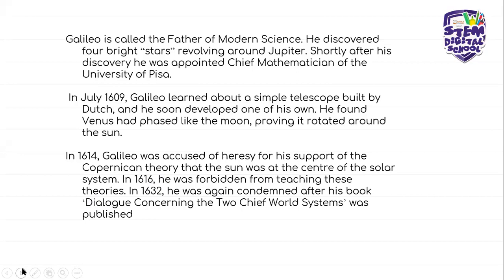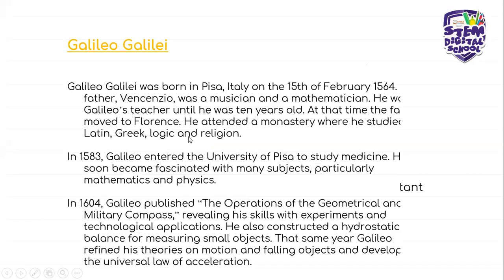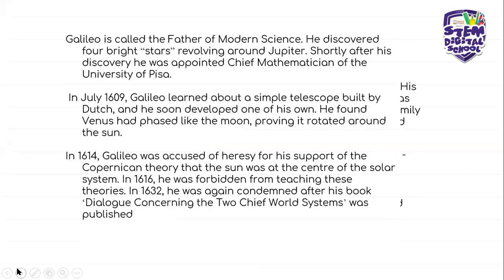So reflect means it's my feelings about the people of that age. They were very condemning. They weren't open-minded to new technology. So now they want you to write a brief summary of Galileo's work. What you can do when you're going to write the brief summary is go to each paragraph and take out the most important points, and then write a brief summary.